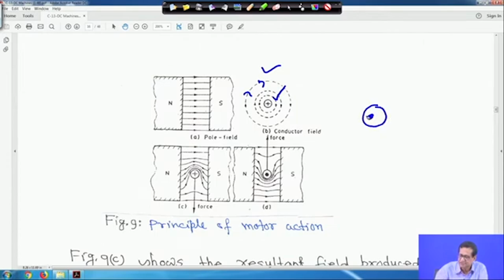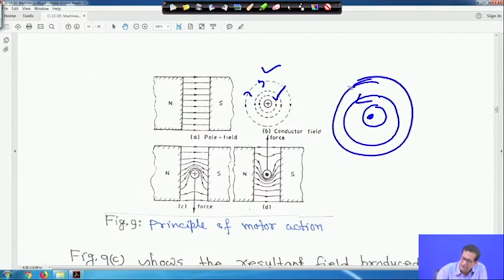then the current is actually leaving the plane, or leaving the page. So, it moves upward. In that case the direction of the flux will be anti-clockwise, just opposite to this one. You just use the thumb rule.